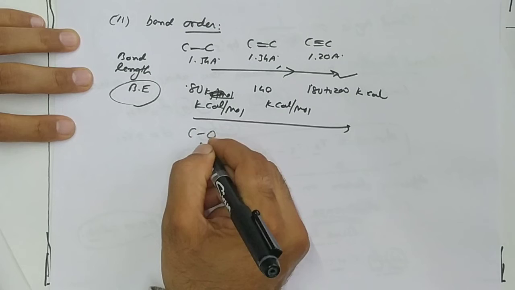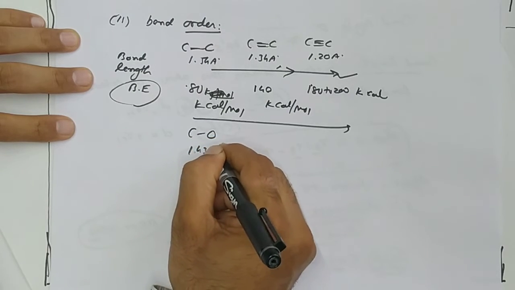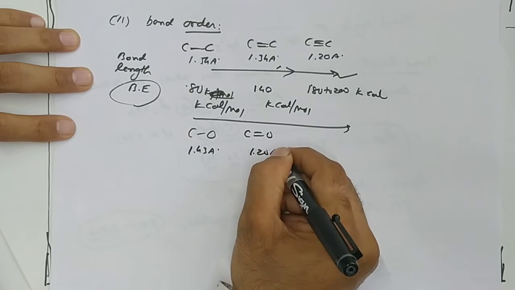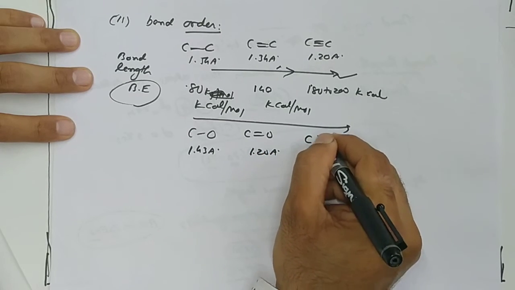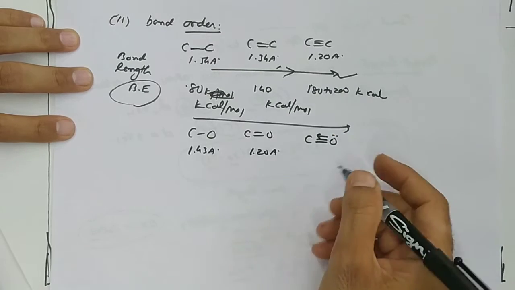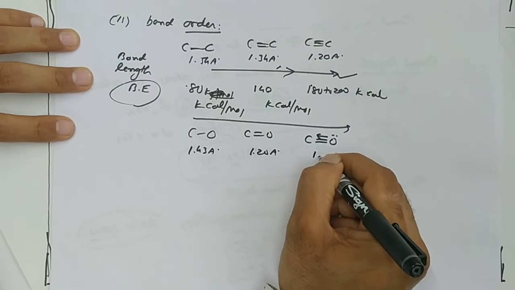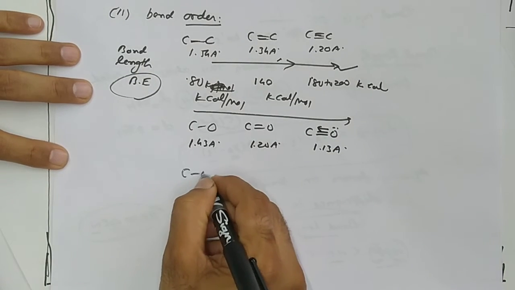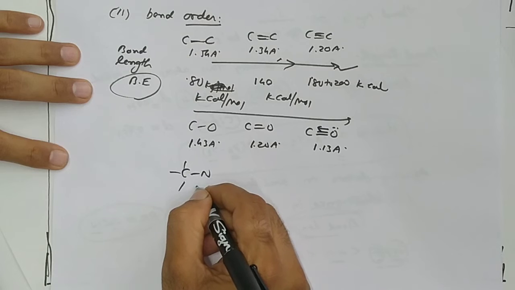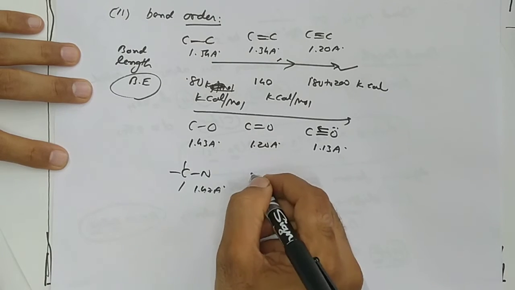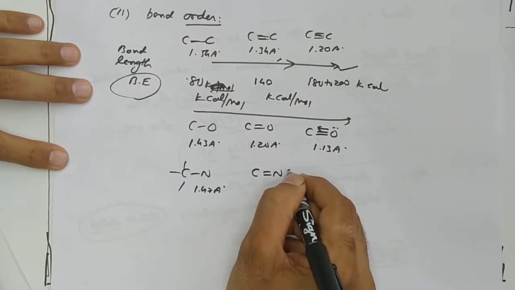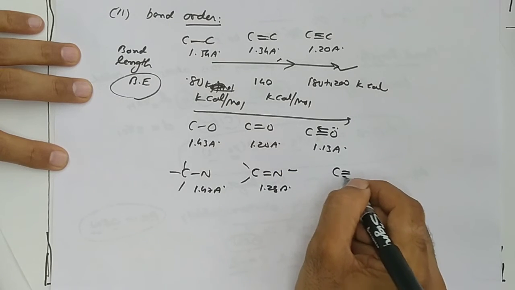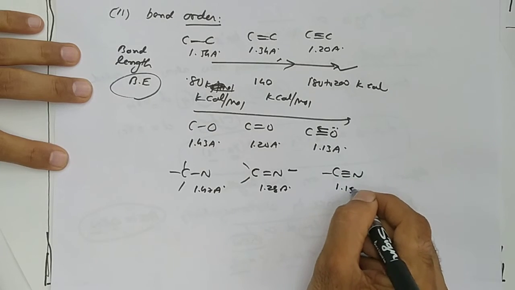In the case of carbon oxygen single bond, it is 1.43 angstrom. In double bond, it is 1.20. In the case of triple bond, one is a coordinate covalent bond formed by oxygen, so it will be 1.13 angstrom. Between carbon nitrogen, single bond is 1.47 angstrom, double bond is 1.28 angstrom, and triple bond is 1.15 angstrom.